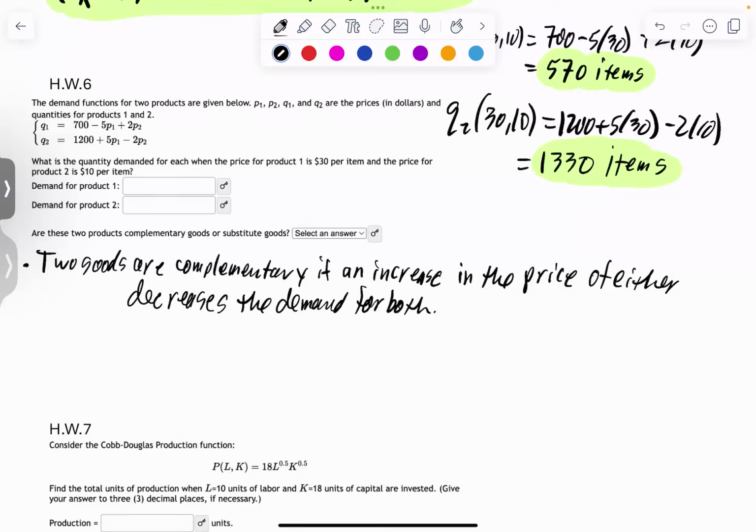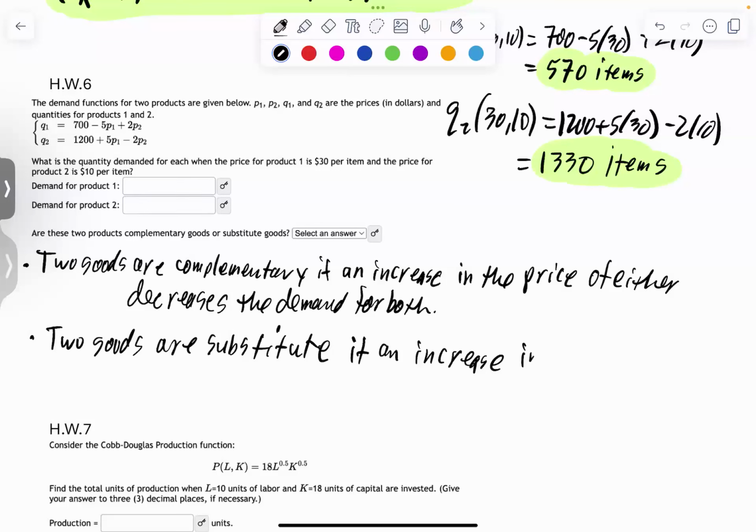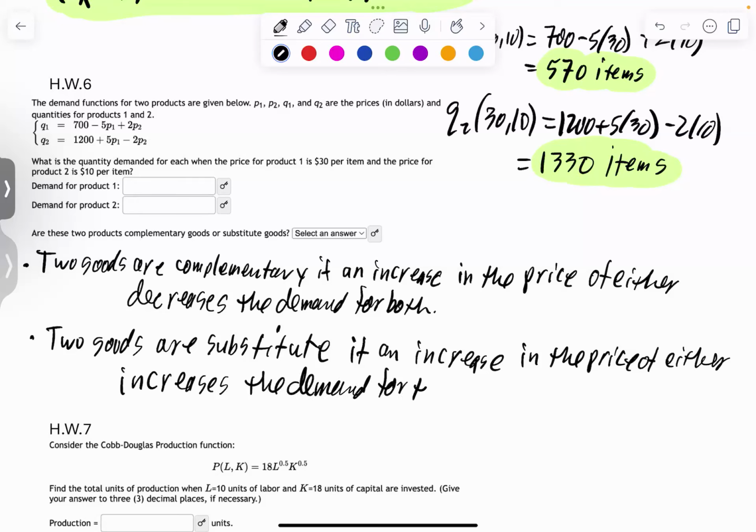So here's our first definition. Second definition: two goods are substitutes if an increase in the price of either increases the demand for the other.